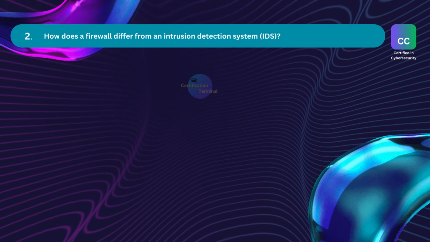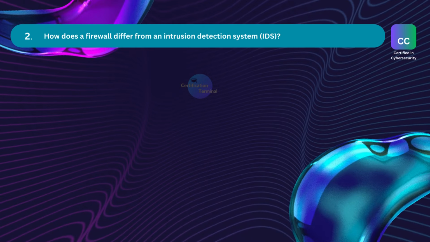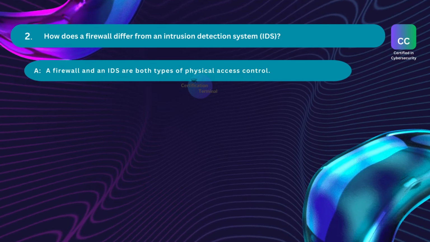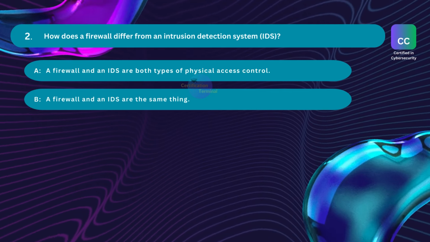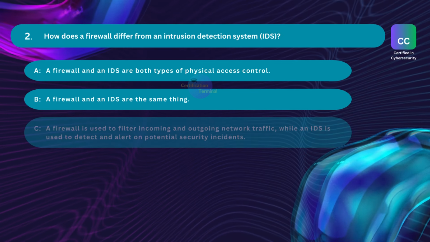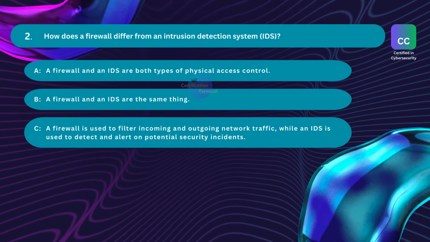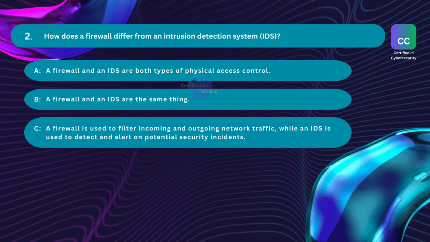Question number 2. How does a firewall differ from an intrusion detection system? Option A, a firewall and an IDS are both types of physical access control. Option B, a firewall and an IDS are the same thing. Option C, a firewall is used to filter incoming and outgoing network traffic, while an IDS is used to detect and alert on potential security incidents.